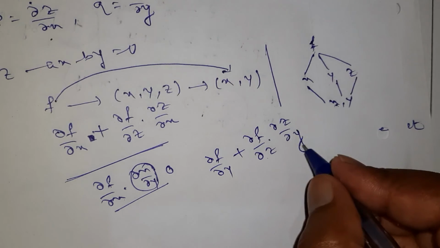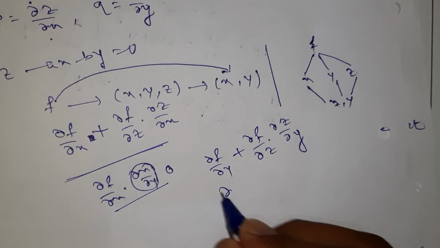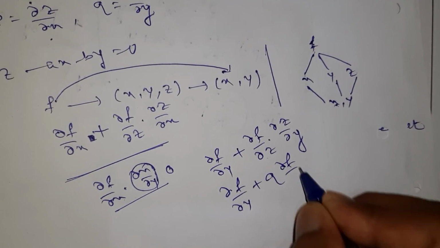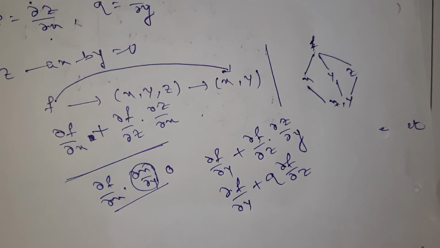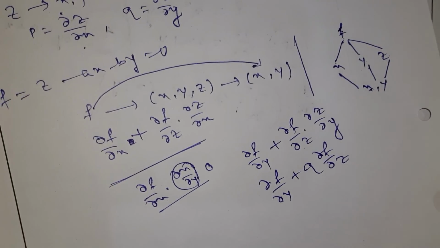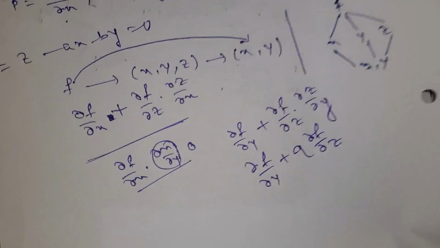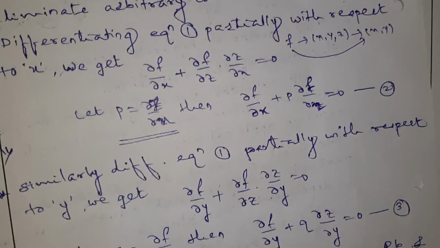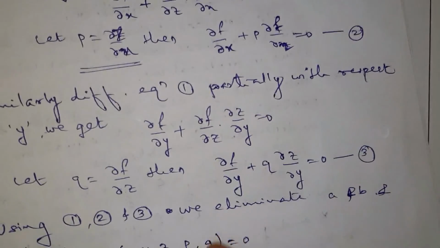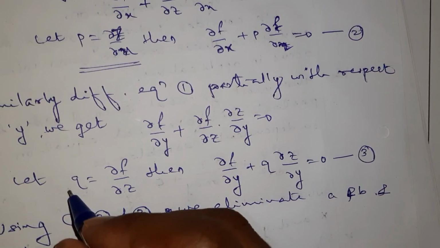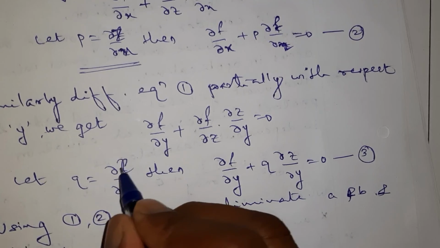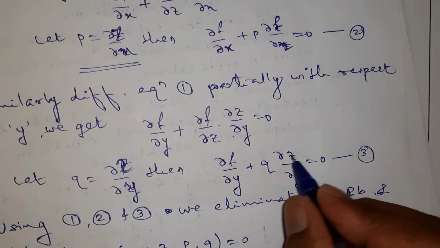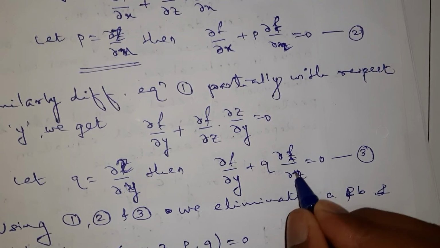Again, dou z by dou y is q. So I get here dou f by dou y plus q dou f by dou z. So this is our differentiation with respect to y. Understood it completely? No doubt? Okay. In some books this is also noted as q, no problem, but we have used a different notation. Dou z by dou y we take as q.